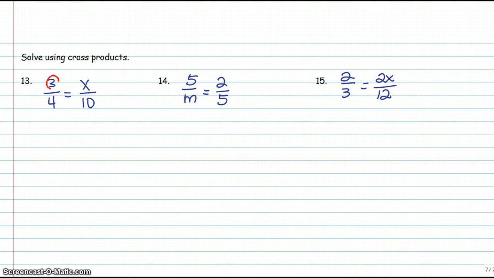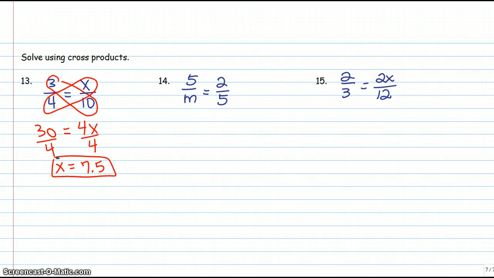So the way I do this is I do 3 times 10. That's 30. And I set it equal to 4 times x, 4x. Then I divide by 4 on both sides, and I'm going to get x equals 7.5. The reason we do this is for whenever our scale factor is not a nice, pretty whole number, it's so much easier just to do it this way.